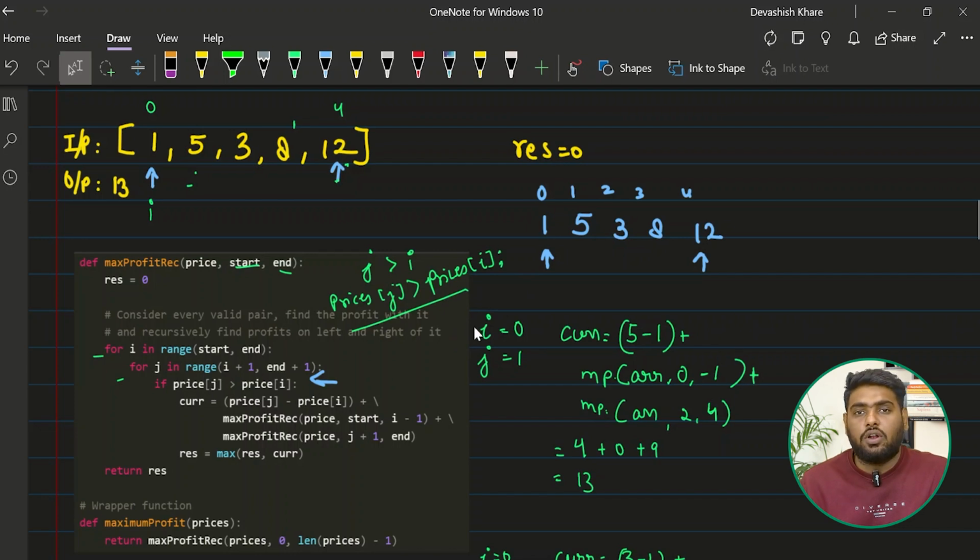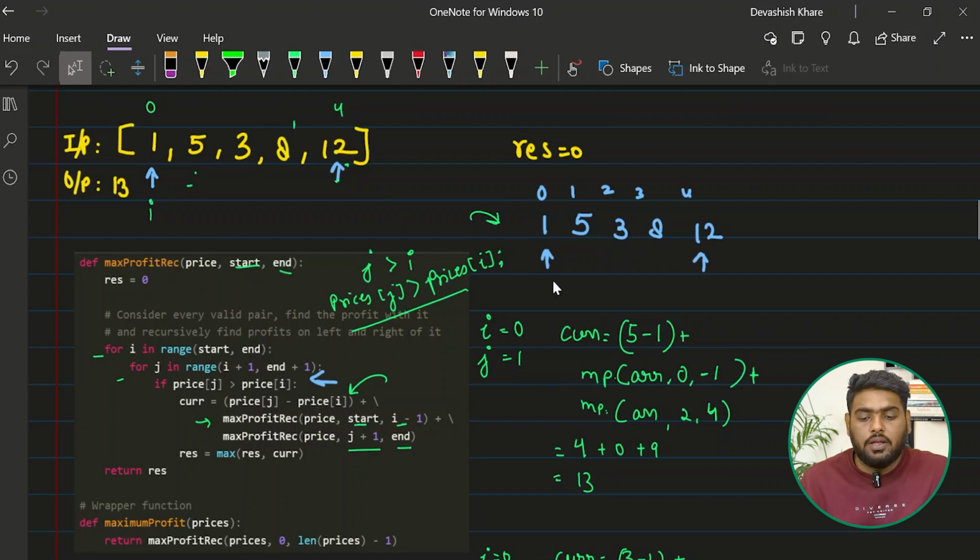And for every call, what will I do? I will try to calculate the profit and I will see what could be the maximum possibility on the left side, that means from the starting till i minus 1, and on the right side of my profit, that means from j plus 1 to end. Okay. So here, let's try to see this using a little example.